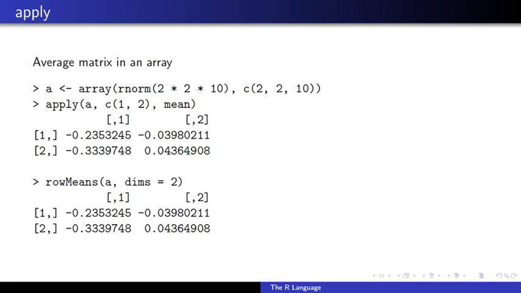So what this will do is it'll take my array, and it'll average over the third dimension and give me the mean matrix. Another way that you can do this is to use the rowMeans function. So even though this isn't a matrix, you can apply rowMeans to an array, and you pass the argument dims equal to 2.